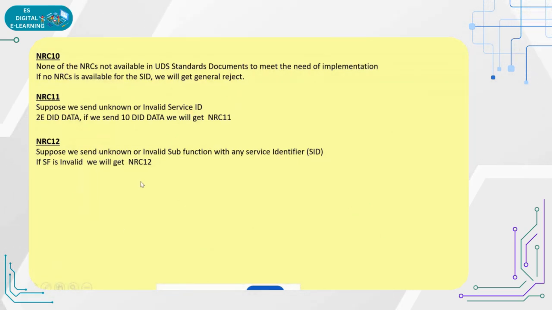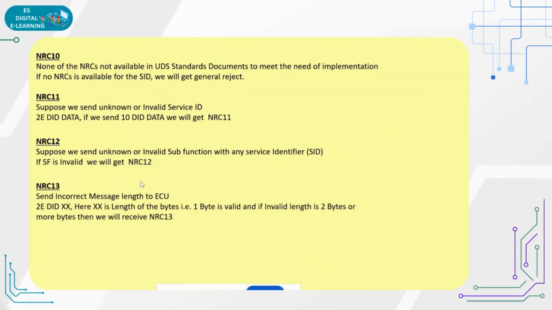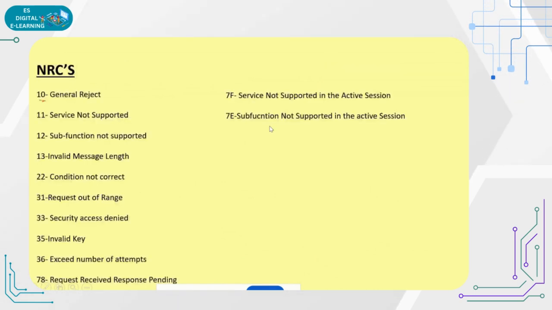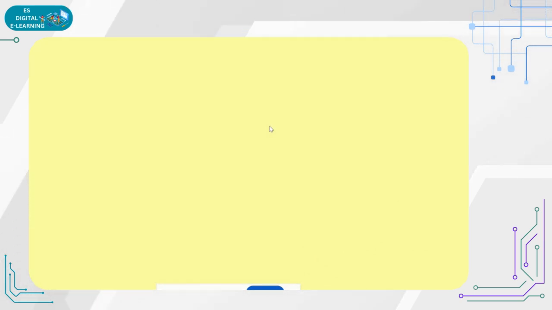Did you understand? Okay, so next is NRC 13, incorrect message length. This is very, very important. Why? Because whatever data we need to write, whatever we need to send, suppose we'll go with understanding of the empty thing. So here you can write down parallelly client and server.